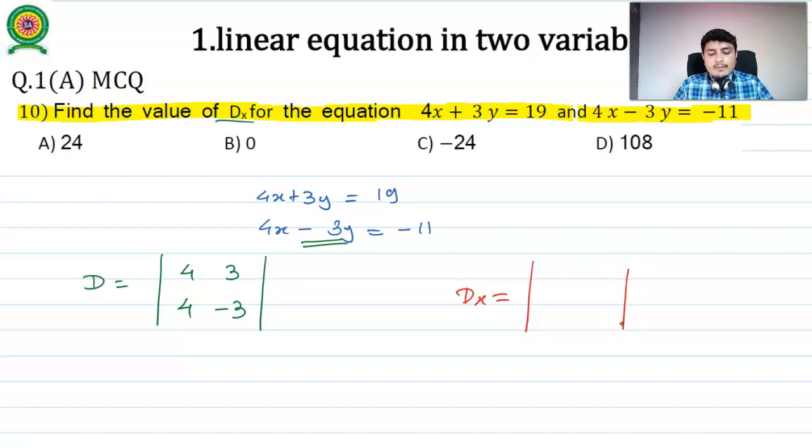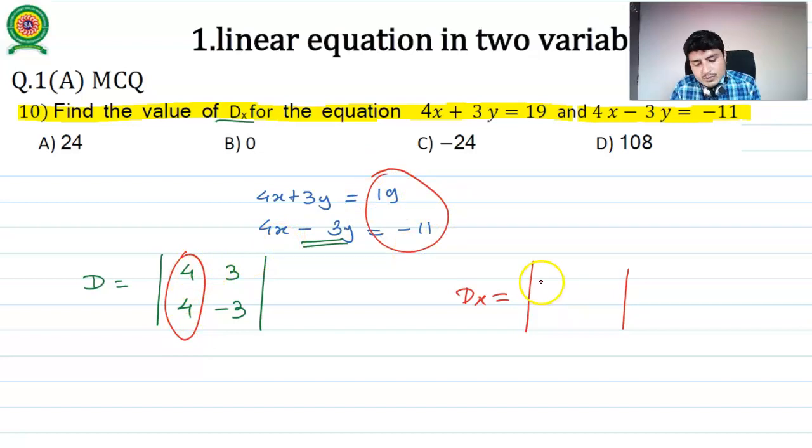As per Cramer's rule, we have to replace the coefficients of variable x by the constants 19 and minus of 11. So the first column under Dx is 19 and minus of 11. But what about the second column of Dx? The coefficients of variable y remain unchanged. That means we have 3 and minus 3 as the second column.